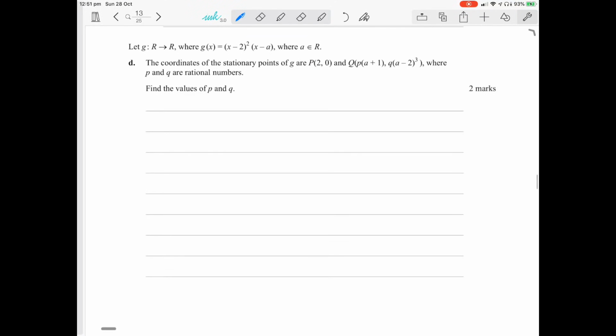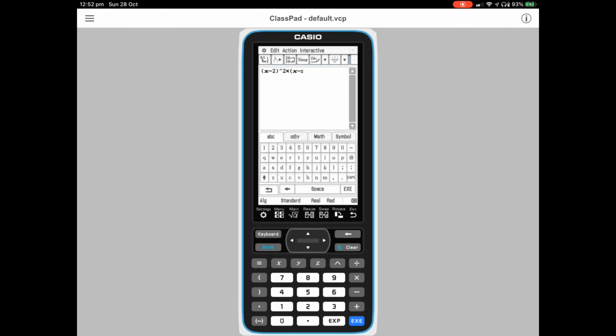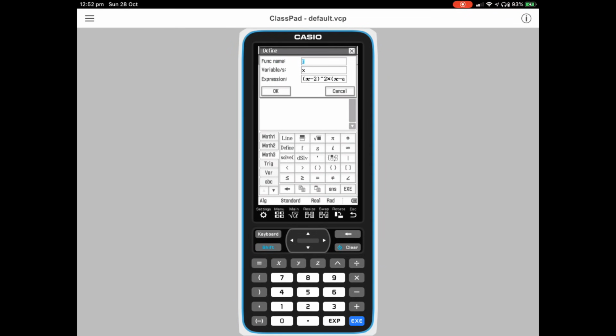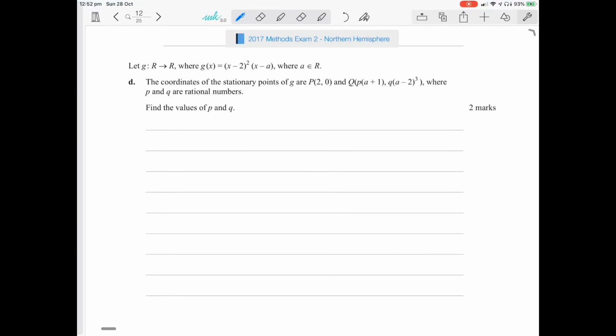Find the x values. The coordinates of the stationary points of g are (2, 0) and (p(a+1), q(a-2)^3). Find the values of p and q. Okay, g of x is (x - 2)^2 (x - a). Check and make sure a is not defined. The coordinates of the stationary points of g are 2.